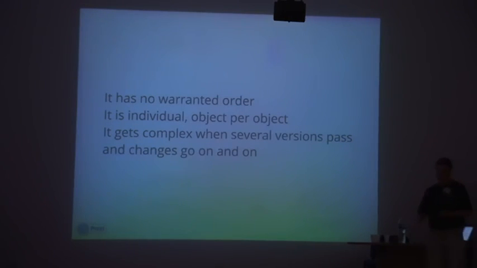Besides, it produces a kind of scattering of the adaptation behavior, because it goes object per object and class per class. And the last one, it doesn't scale well when we pass through several versions, because we start to have lots of conditional code to see if we come from version 4, then do this. If we come from version 5, then do that.